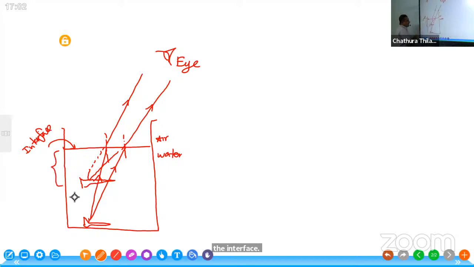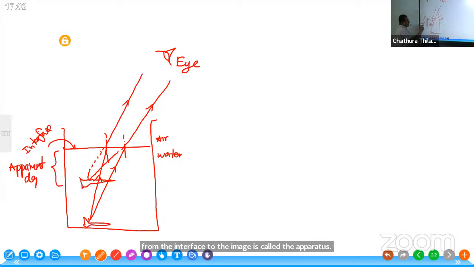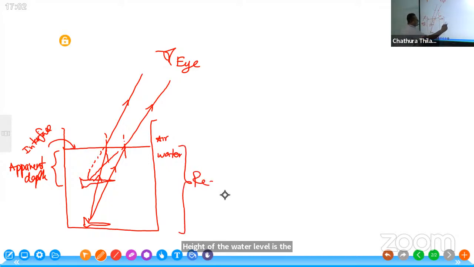Depth from the interface to the image is called the apparent depth. Height of the water level is the real depth. Then you can see that the real depth is greater than the apparent depth.